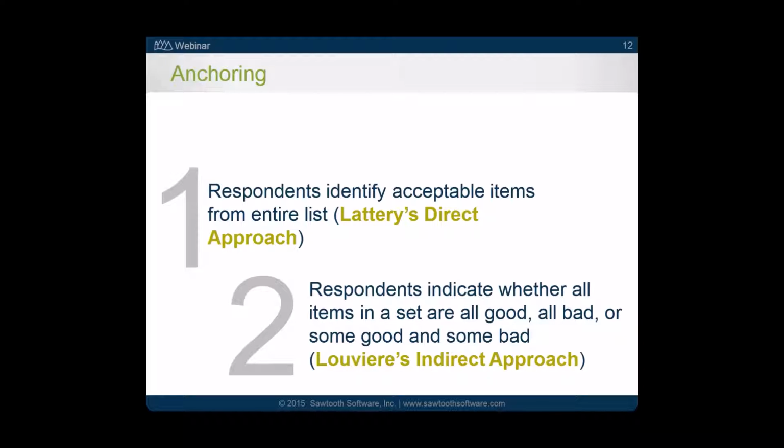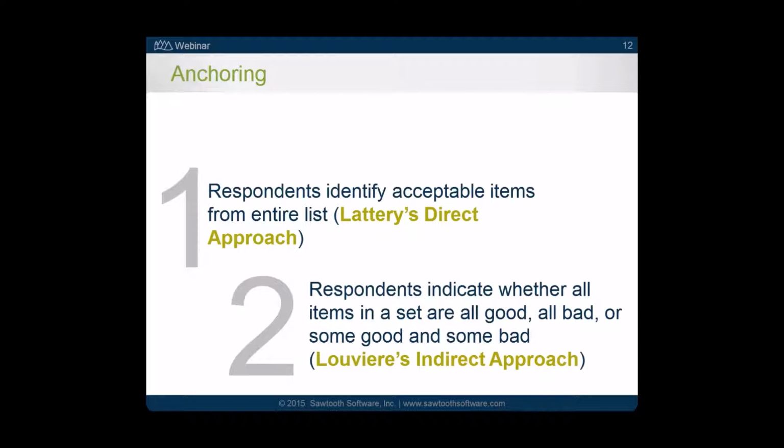The way that works is we ask a second question after each MaxDiff question. We ask respondents, "You just evaluated these four items, and you told us which one's the best and which one's the worst. Is it the case that they're all really good, or they're all really bad, or is it the case that they're a mix of good and bad?" And then you could take that data and use it.